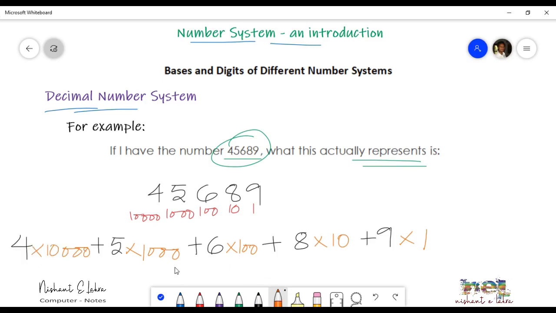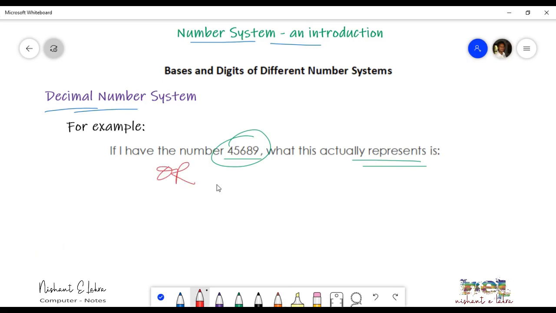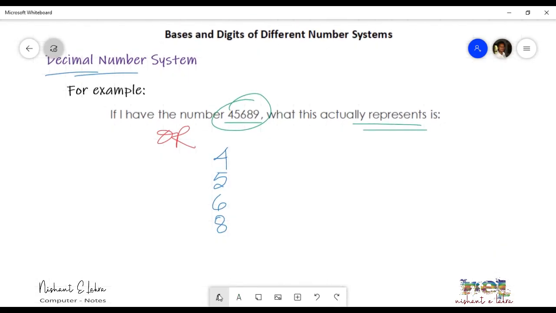Now you see here that every value represents its position, right? And so this positional system can be written this way. In computer science we write the decimal number systems this way to understand it much better. Let me write down the number 45,689 in vertical form. 45689.